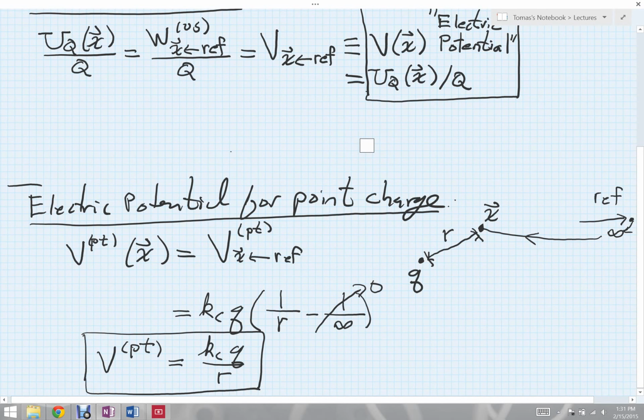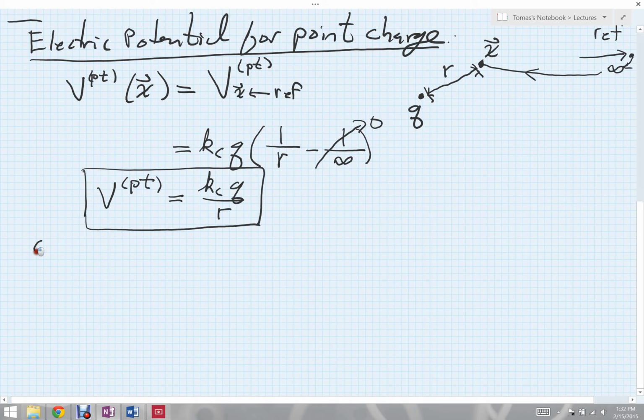Next, now that we know how to calculate the potential due to a point charge, I would now like to be able to compute the potential for any charge distribution. And for that, of course, we're going to use the principle of superposition. We already had a principle of superposition for voltages, so this is just a slightly modified version of superposition for electric potentials.